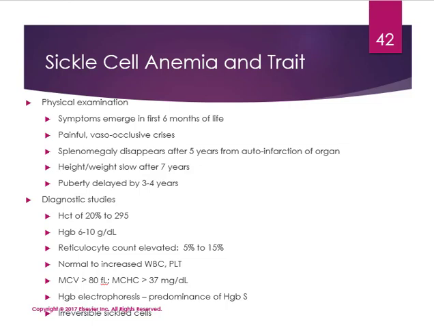Diagnostic studies: you may see hematocrits of anywhere from 20 to 29%, hemoglobin from 6 to 10. The retic count is going to be elevated. You may notice a normal to increased white count or platelets. MCV is usually greater than 80. And if hemoglobin electrophoresis is performed, you will notice a predominance of hemoglobin S.